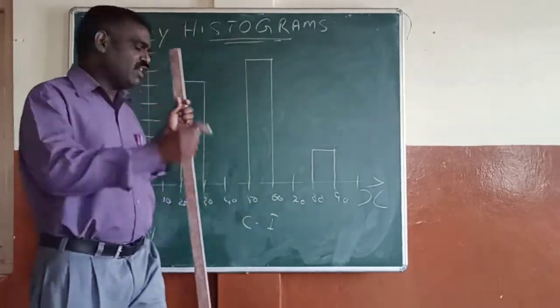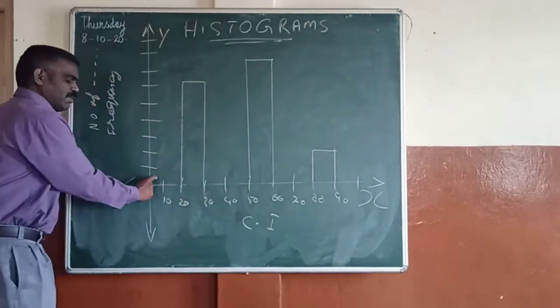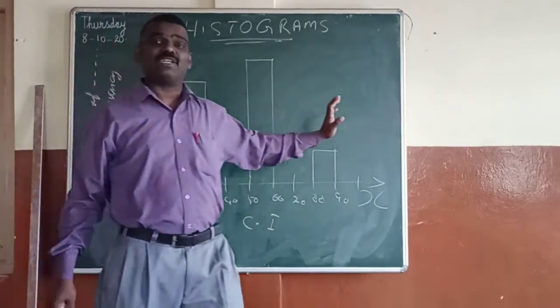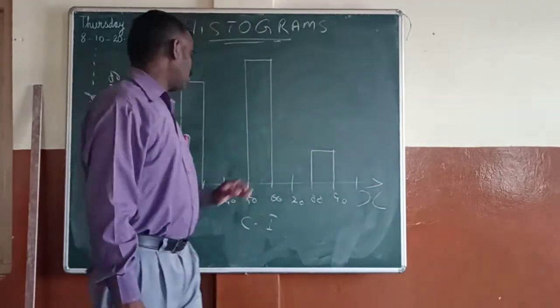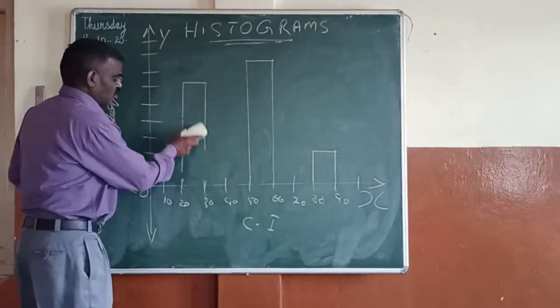Okay, children? If you are giving 2, then everywhere 2 gap. If you are giving 1 centimeter gap, then everywhere 1 centimeter gap. Clear? That you have to keep in your mind. And this is not only for bar graph, even for histogram it's the same.